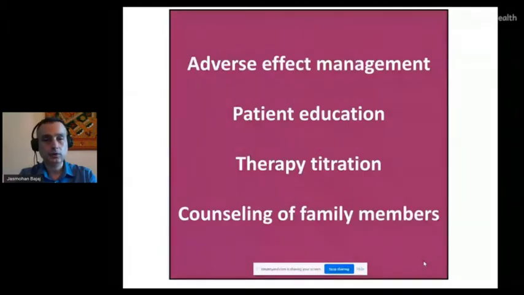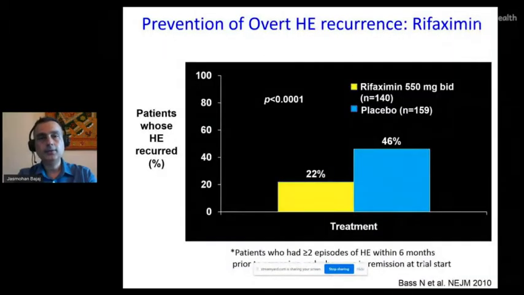Again, in the United States, we don't have access to L-ornithine, L-aspartate, branched-chain amino acids, or everything else that are used in your country or countries and in India and anywhere. But I can give you only the published data that we are familiar with. So hepatic encephalopathy recurrence, this is another landmark study, again, 10 years old now, in which they randomized patients, more than 90% who were already on lactulose. 22% got a recurrence in the rifaximin group, but 46% got a recurrence in the placebo group. And what's more, this prevented hepatic encephalopathy-related admissions.